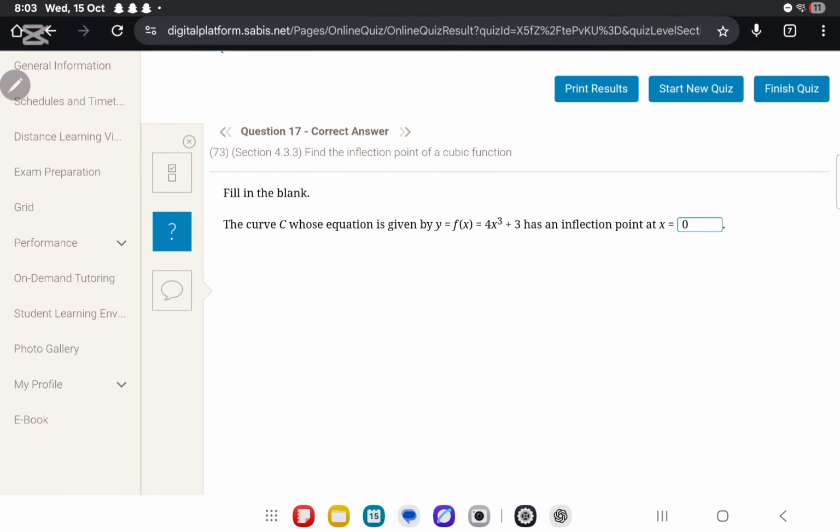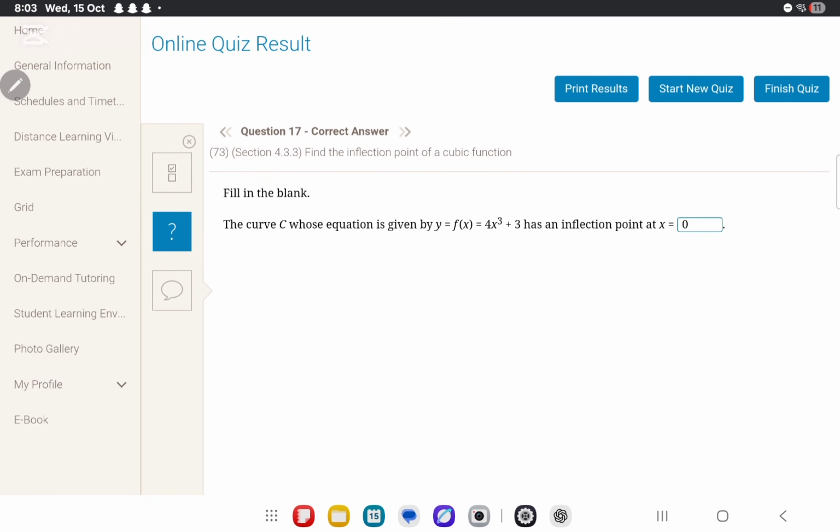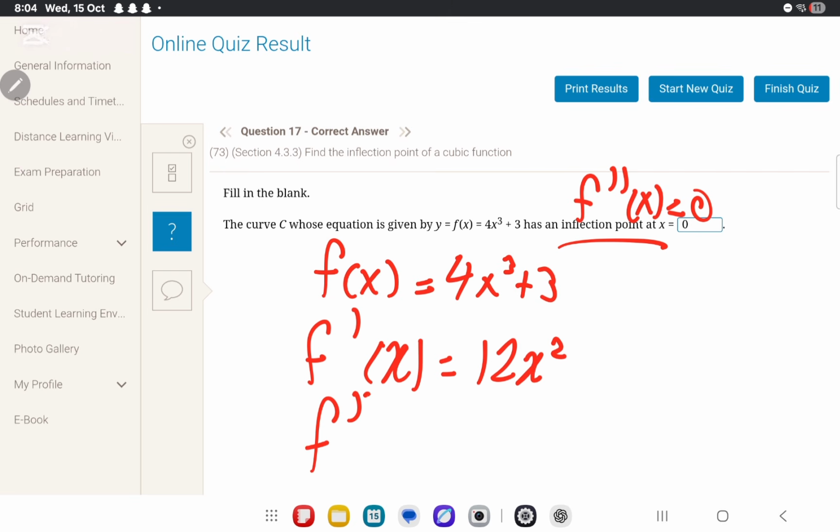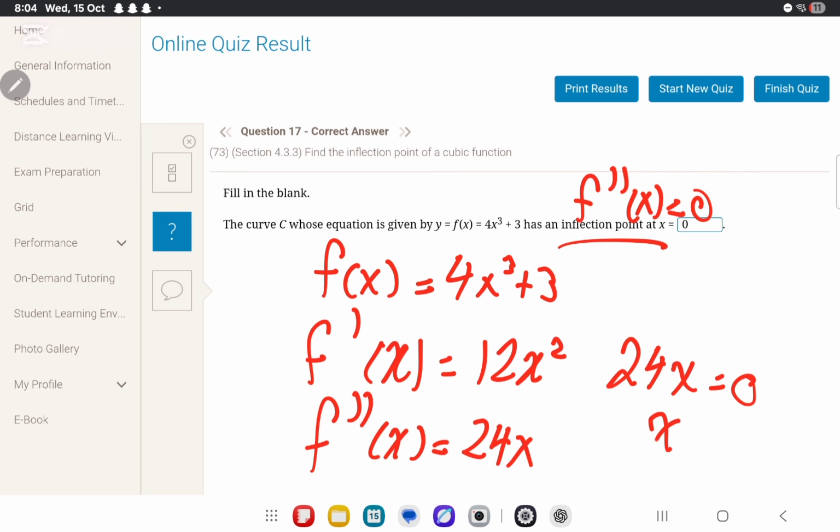Okay, this is very easy. So f of x is equal to 4x cubed plus 3. Now, inflection point means, what did we say? f double prime of x equals 0. So let's find f prime of x. f prime of x is what? 12x squared, right? Now f double prime of x is equal to 24x. Now we're gonna set this equal to 0. So 24x is equal to 0. Divide by 24 on both sides, x is equal to 0. Done.